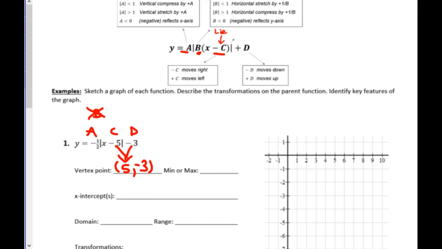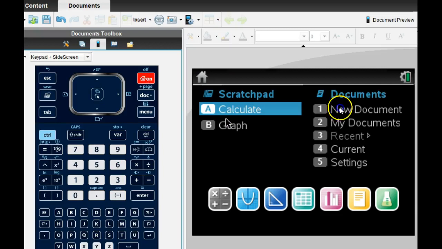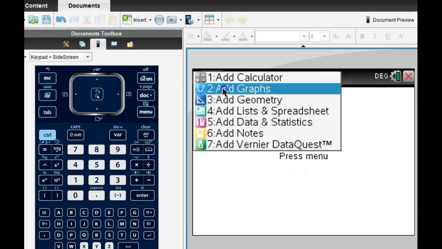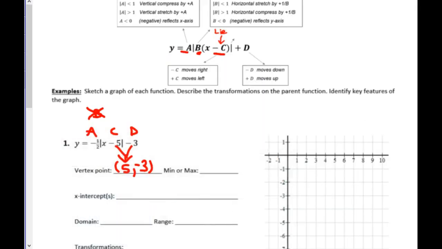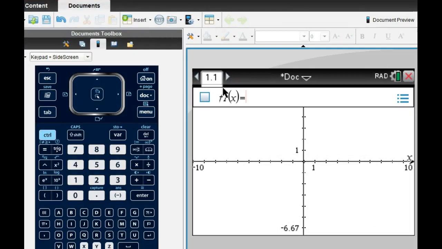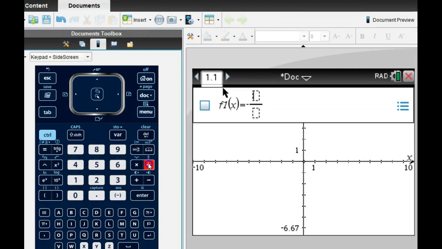So let's do this. Make sure you press on, new document, do not save, add a graph. And we're going to do -1/2. So negative sign, control divide, 1/2. And then again, what? Yeah. No, it's not updating. It's loading. It must have been off. Oh, maybe it glitched. I don't know. Okay, so -1/2.